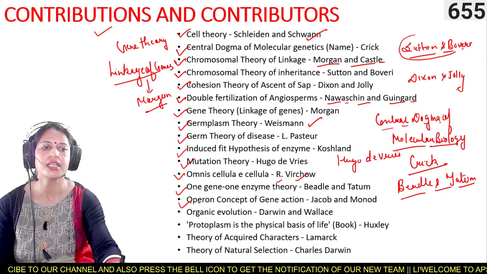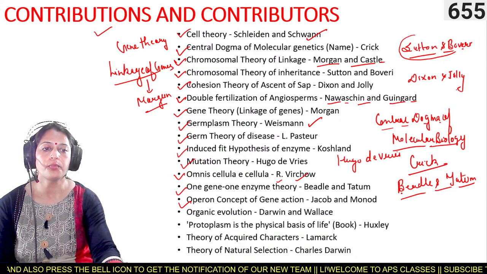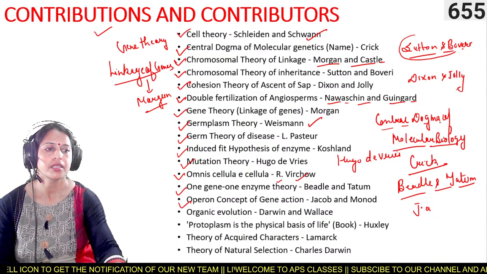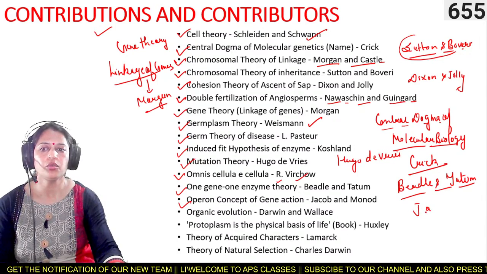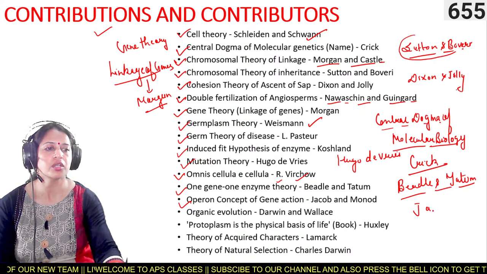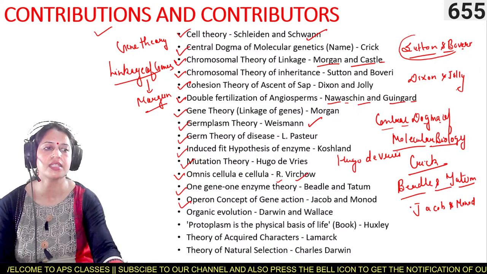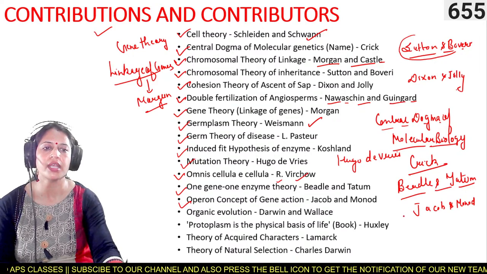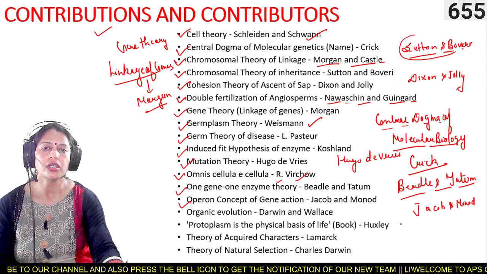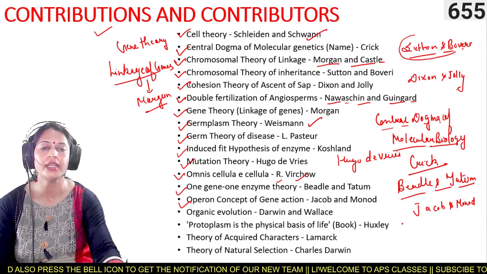Next is the operon concept of gene action. This is the contribution, and the contributors are Jacob and Monod. Jacob and Monod, and the contribution is the operon concept of gene action.